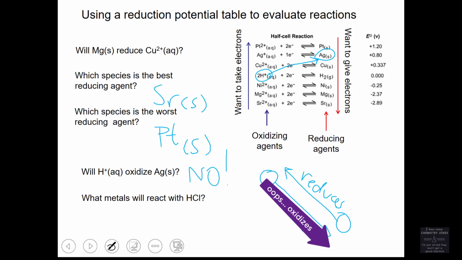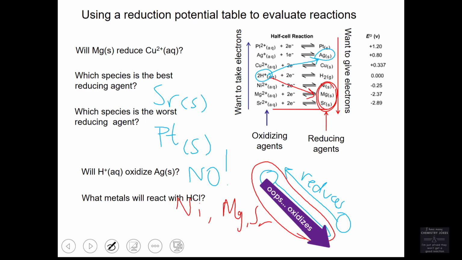That's no good. What metals do react with HCl? Because of this oxidizes rule, we're really looking at all of the metals below H+. So that's nickel, magnesium, and strontium. What will oxidize Ag2+? I've only given you a partial table here, but on this table, the only thing capable of oxidizing silver is platinum 2+.